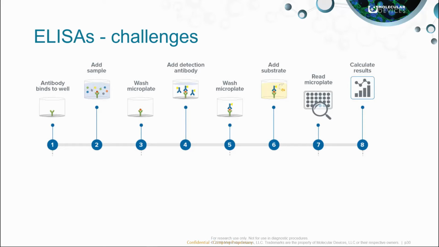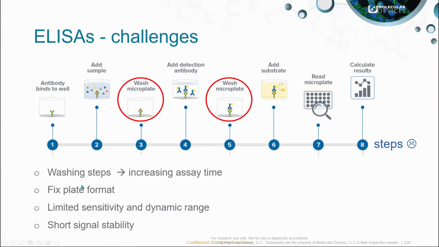Now, I would like to move to the ELISA workflow again and point out some challenges from this technology. The first challenge to mention is the washing steps, increasing assay length and time. Also, having a fixed plate format, commonly a 96 well plate, makes it difficult to increase the throughput. Limited sensitivity and dynamic range, and finally, short signal stability, which is normally around 1 hour, except for luminescence ELISAs. As you can see in the picture, 8 steps are needed in order to complete the whole ELISA workflow.